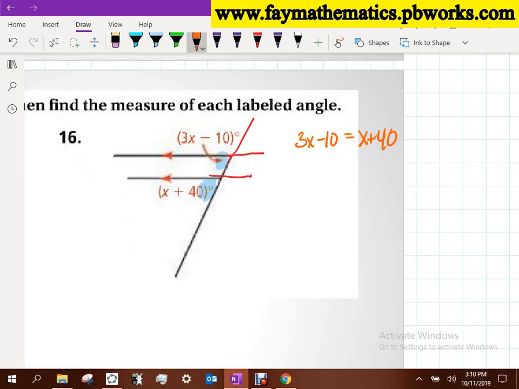Okay. What has to happen, though, in order for the corresponding angles to be congruent, alternate interior or alternate exterior angles to be congruent, or same side interior angles to be supplementary, what is the number one thing that has to be going on with our lines? They have to be parallel. Okay. If they're not parallel, you cannot make those conclusions.